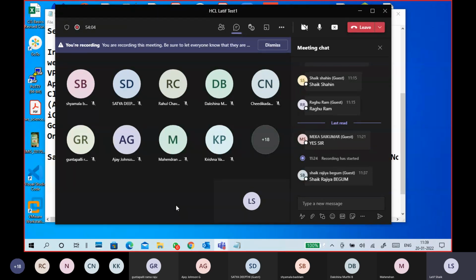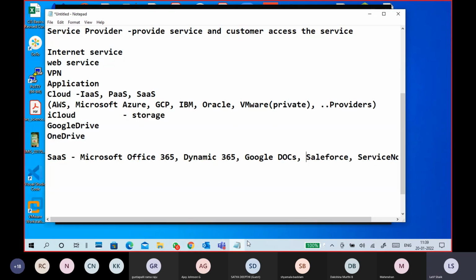Both offline and online I can access it, because the installed application is also available. Okay, so that is Office 365. That is one thing. These are all mainly software as a service.